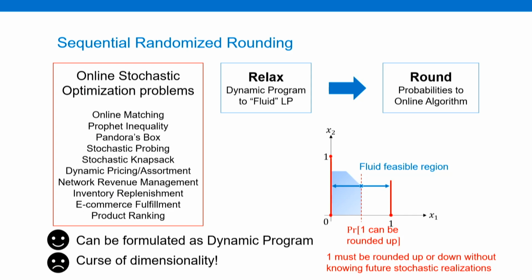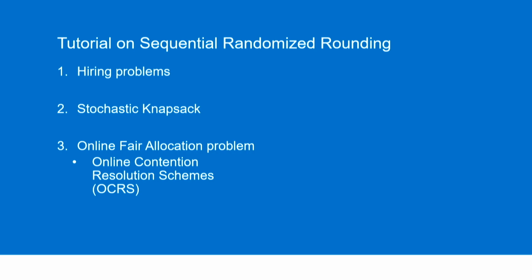I'm going to talk about 3 examples in this tutorial. I'll start with some hiring problems, which are more simple. I'll talk about stochastic knapsack. And then I'll talk about online contention resolution schemes, which is a very active research area right now, motivated through an online fair allocation problem. And I'll try to give you some takeaways and some key intuitions that, in my mind, make sequential randomized rounding techniques unique. So hopefully everyone will go home with something.